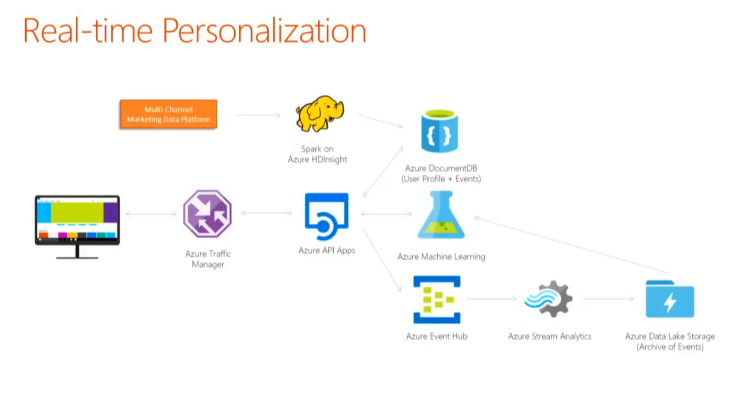One of the architectures that I've seen used out there, that these guys are also doing for their personalization, is a multi-channel marketing data platform that pulls user profiles from a number of different sources. They're using Spark on HDInsight to process this data set and put it into DocumentDB. In the meantime, when a user goes to a website, it'll go to an API app for the recommendation, that quickly calls DocDB to understand who this user is and what their last few actions are.